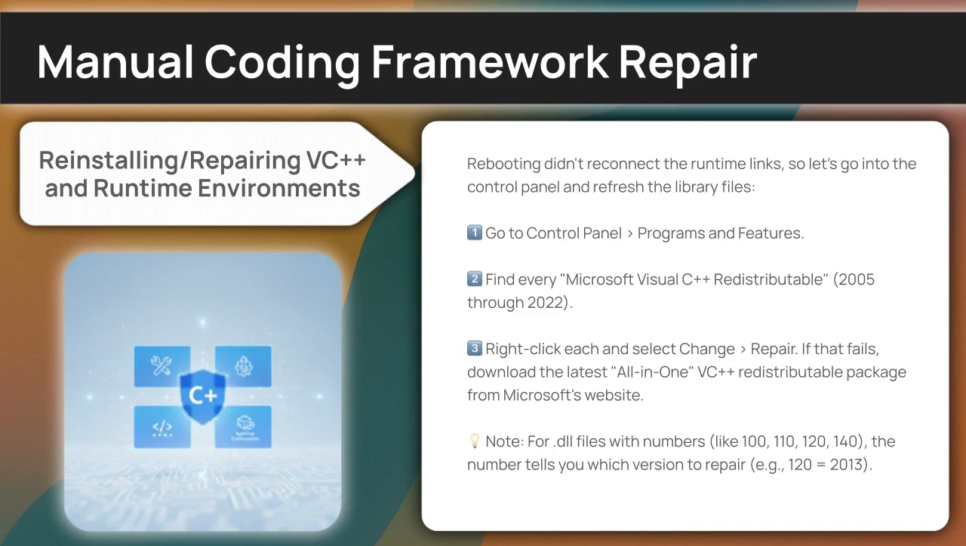First, go to Control Panel, then select Programs and Features. Second, find every Microsoft Visual C++ redistributable, 2005 through 2022. Third, right-click each and select Change, then select Repair.